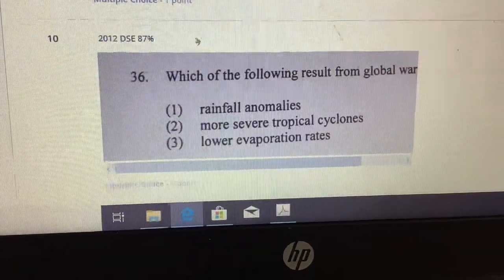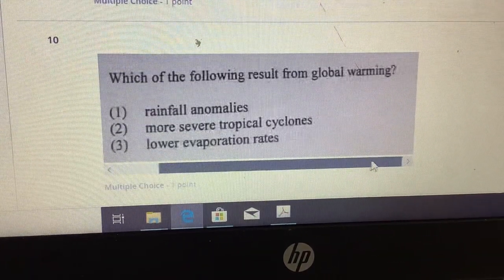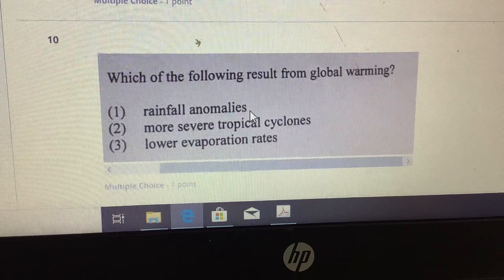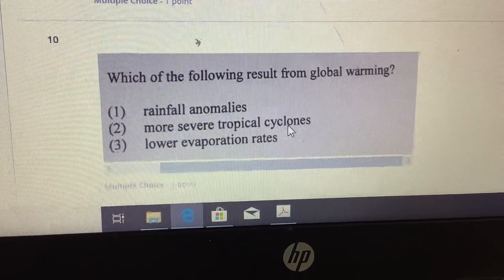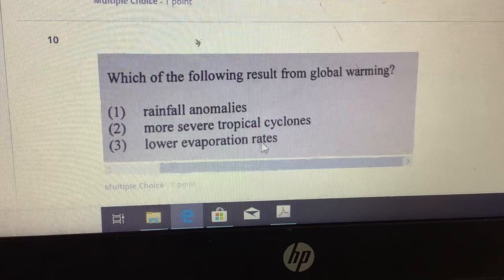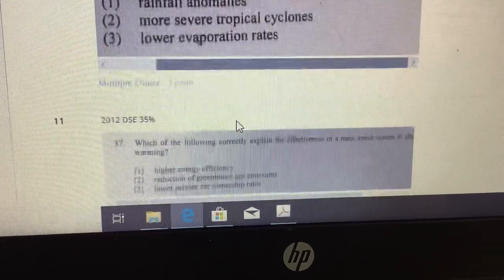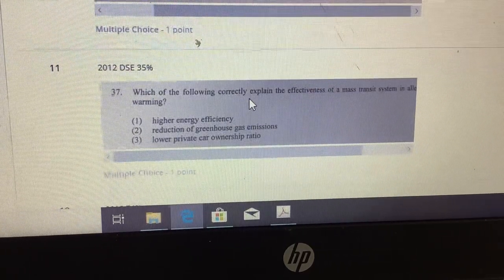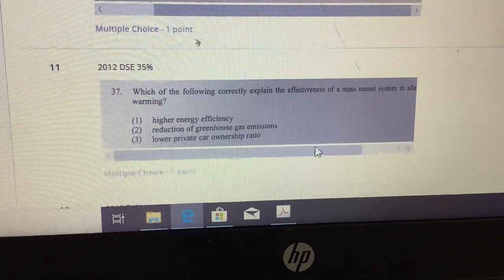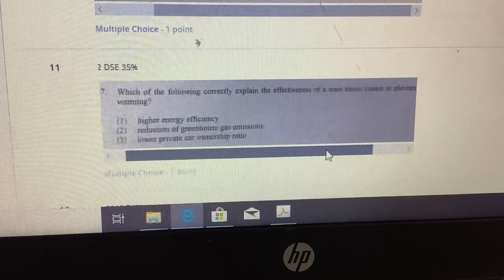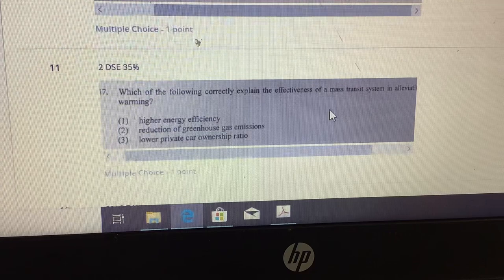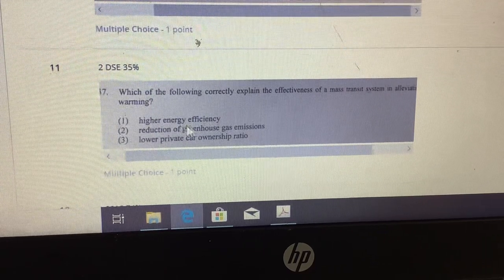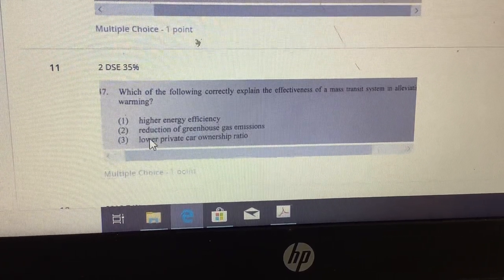Next one. Number 10. Which of the following result from global warming? Rainfall anomalies, right? More tropical cyclones, right? Lower evaporation rates, come on. Number one and two. Which of the following correctly explain the effectiveness of the mass transit system in alleviating global warming? How come the MTR can reduce global warming? Higher energy efficiency? Not really.